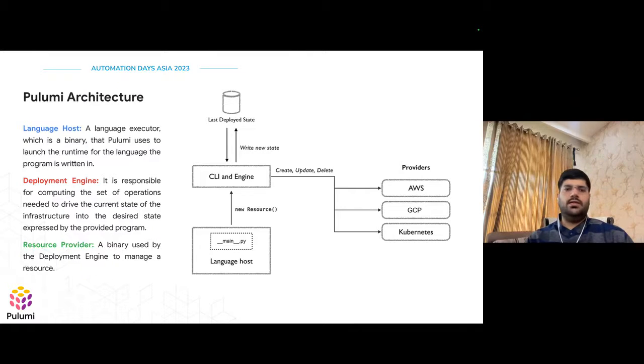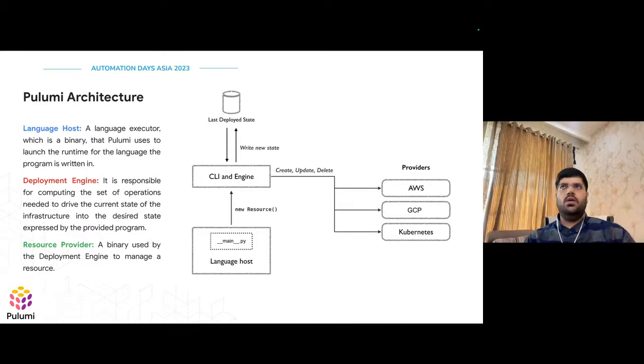The deployment engine does the state management, and it checks whether there is a drift between the current state and the desired state. The language host is the one launching the runtime. It gives the handle to the deployment engine and tells it, okay, go ahead and please execute this state. So that's the first level of how the architecture looks.